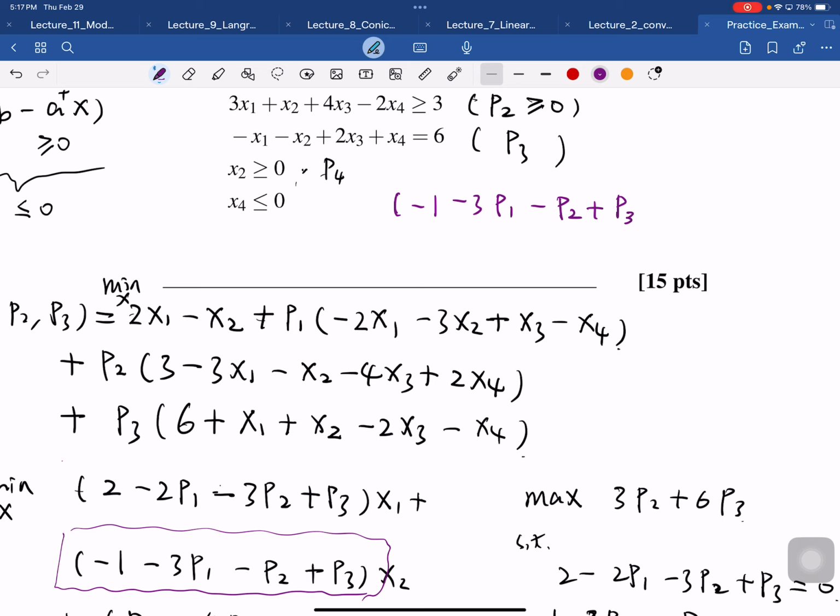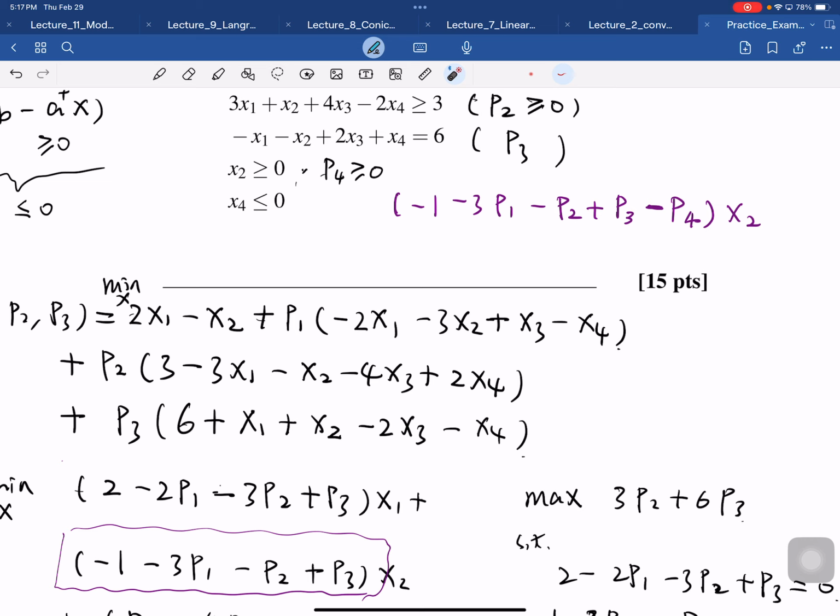Oh yeah, so P4 should be greater than or equal to 0 here, right? And then you have something like minus P4 times x2 here. So these coefficients will be changed by adding the dual variable associated with x2 greater than or equal to 0 as well.